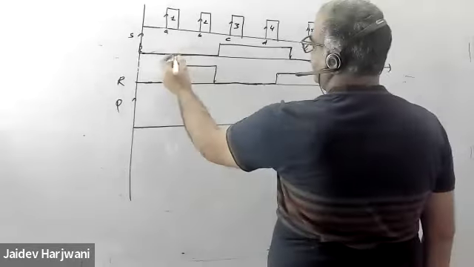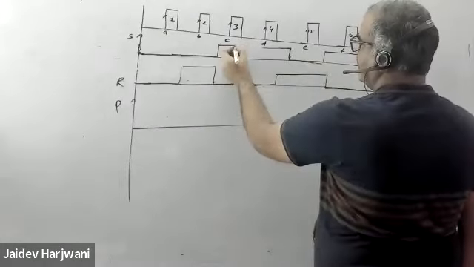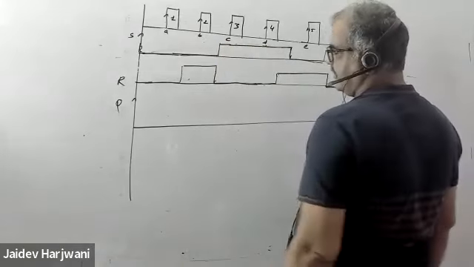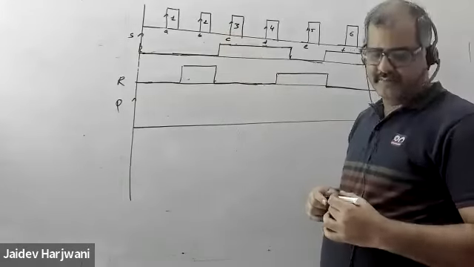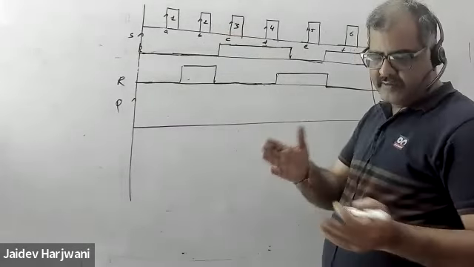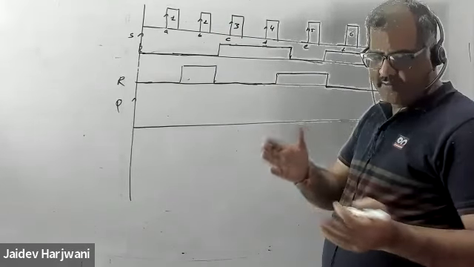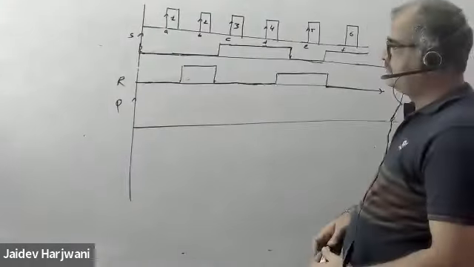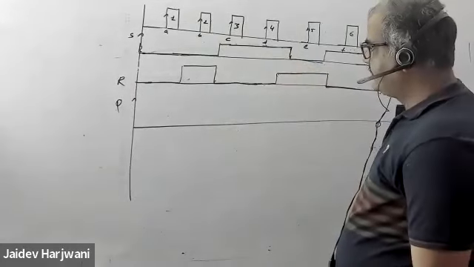So this is my clock, and these are my inputs. S and R are inputs. Now I have to see accordingly what output will come. So now you have the truth table. Now you have to change the output.